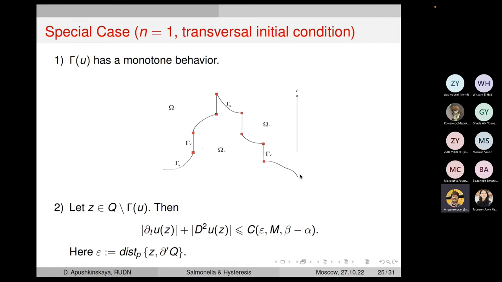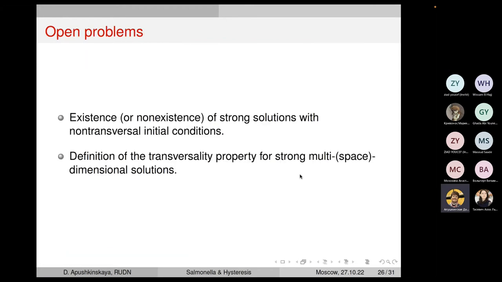And this is okay. And I would also mention some open problems: to prove existence or non-existence of strong solutions with non-transversal initial conditions. These are old open questions. There is a conjecture that in this case we have non-existence, but we tried several times without big success to prove this. When you say non-existence, you mean in some particular space, right? In this W^{2,1} space, right? Yes, in this W^{2,1}_q. Of course.